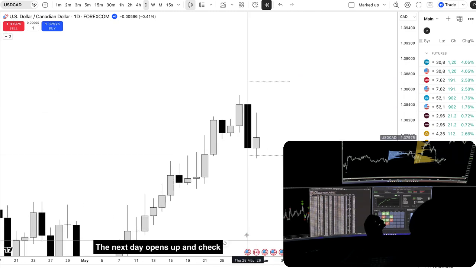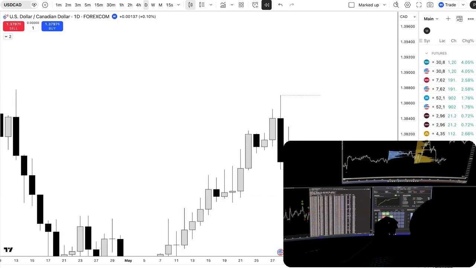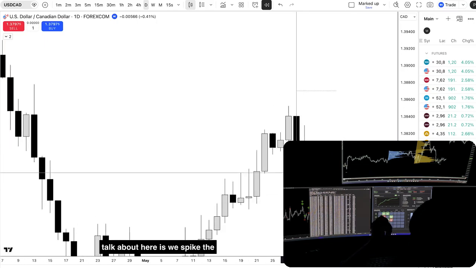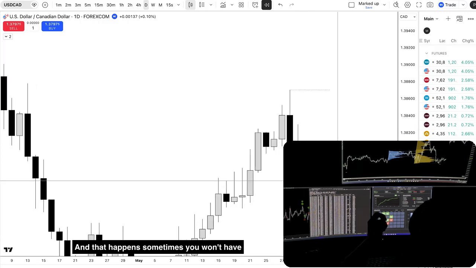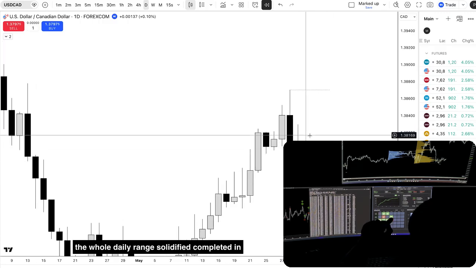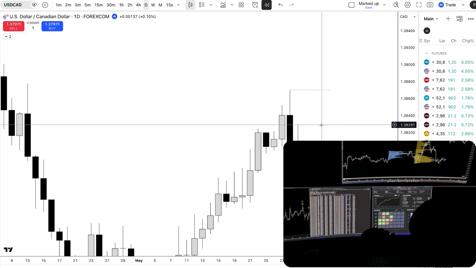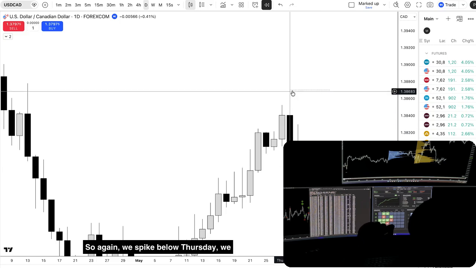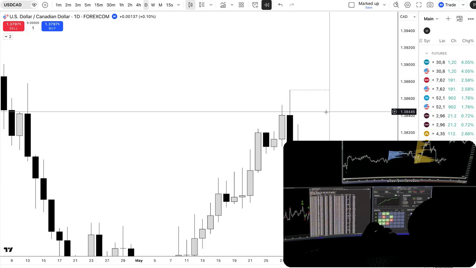The next day opens up and check this out. We spike the low. And actually, this is a good example. This is something good that we can talk about here, is we spiked the low on Friday and we went long, but not a whole lot. And that happens sometimes. You won't have the whole daily range solidified, completed in a single day of price action. It takes time sometimes, right? So again, we spiked below Thursday. We still have Thursday's high intact, so that's something to keep note of.